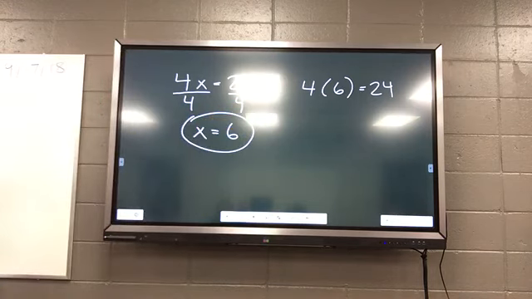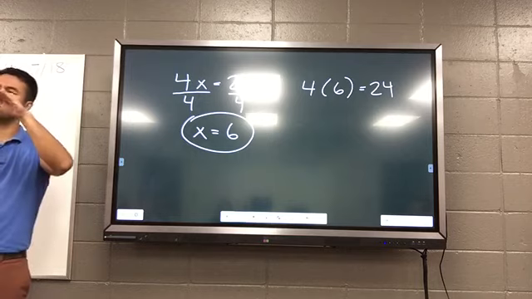Okay. Question. Yes. So whenever you have an equation and you're solving for x, or any variable really, it's always going to be an open sentence? Yeah, basically, if you're solving, you always start off with an open sentence.